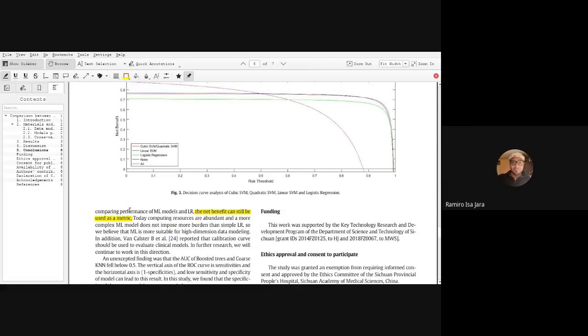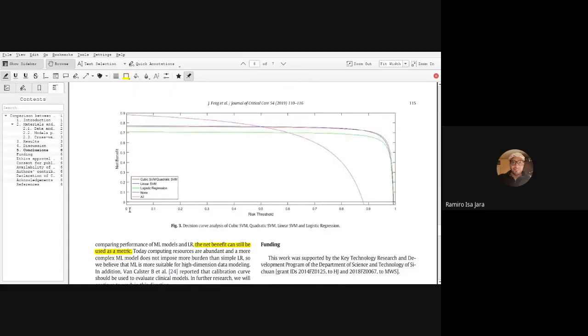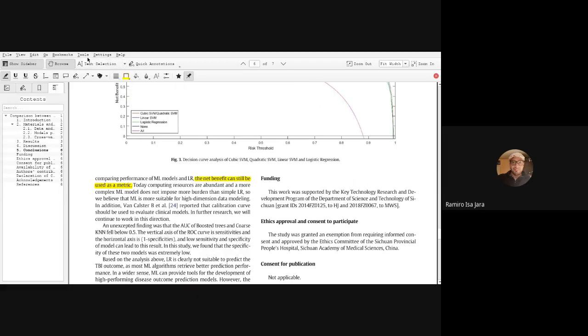So in this case, support vector machines are the best algorithms in order to predict the survival of patients, analyzing data characteristics and risk according to the data. Thank you.